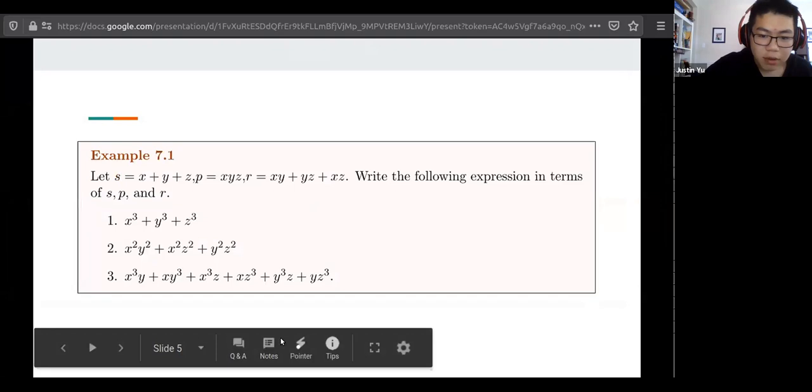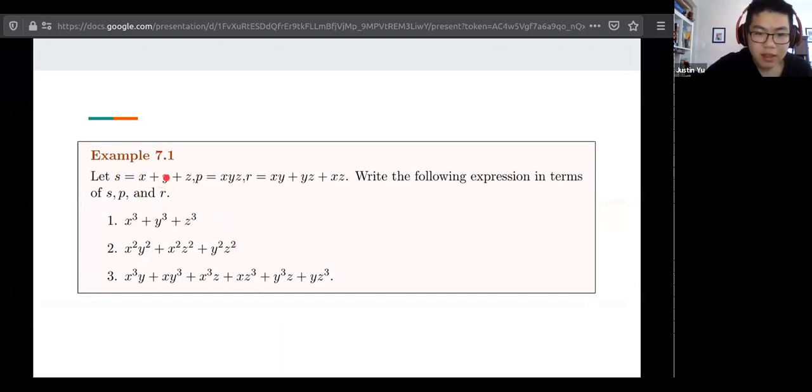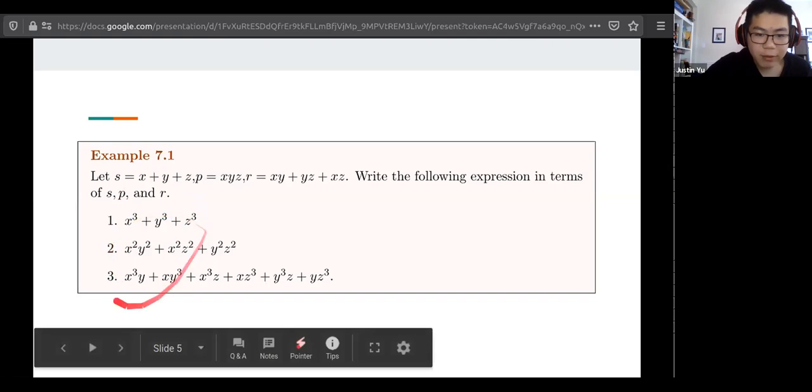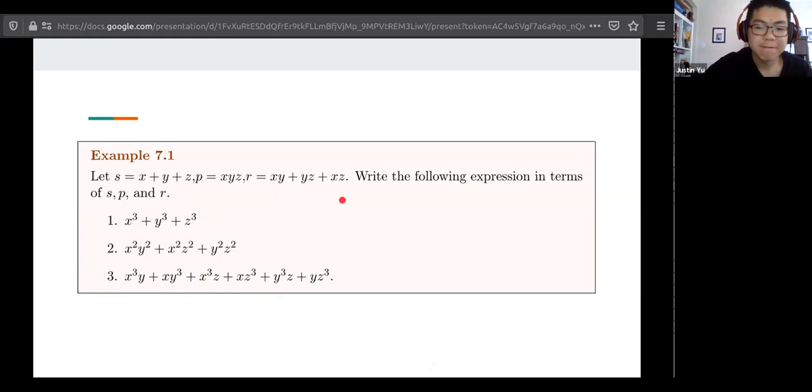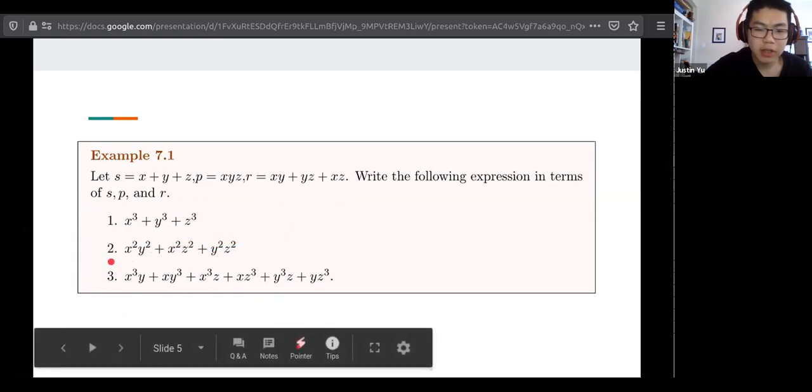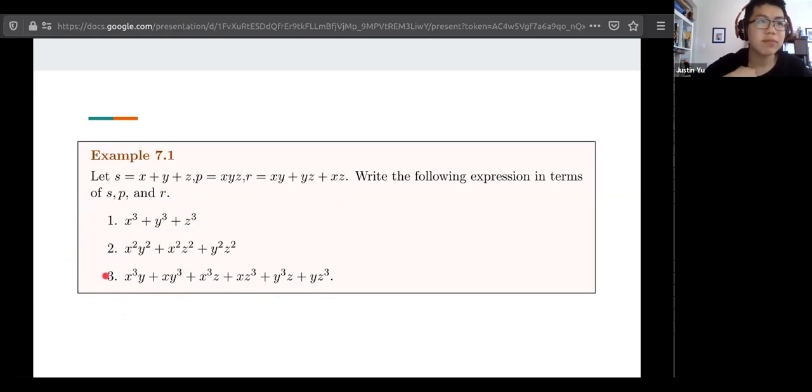All right, let me get the pointer. We have x plus y plus z. We have xyz. Like we see each of these are symmetric: every combination of 2 terms, every combination of 3 terms, every combination of 1 term. And it turns out that we can write all of these in terms of S, P, and R. So I'm only going to do number 2 because the other ones are sort of similar ideas. So let me write out everything on the whiteboard.